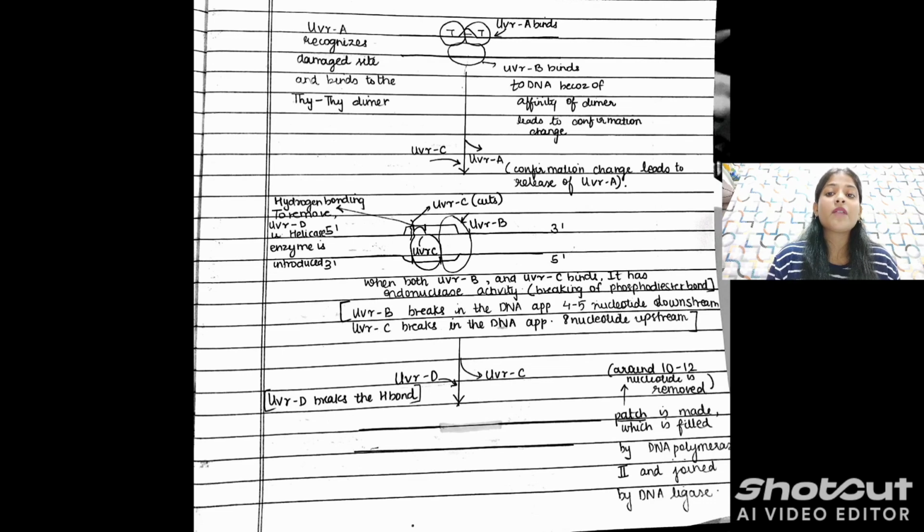The next step can be called the recruitment of UvrC. UvrC is recruited to the site. UvrC is responsible for making the incisions on both sides of the damaged DNA. UvrC makes a cut at the 4th or 5th nucleotide downstream, which is the 3' side, and the 8th nucleotide upstream, which is the 5' side of the lesion.